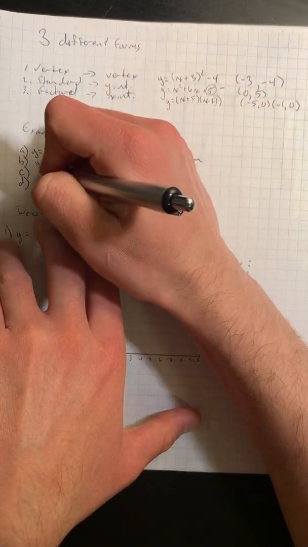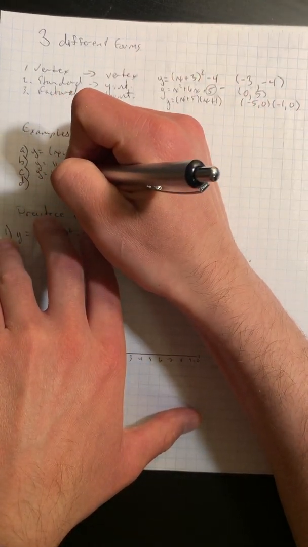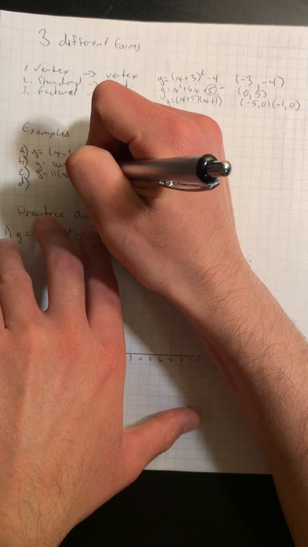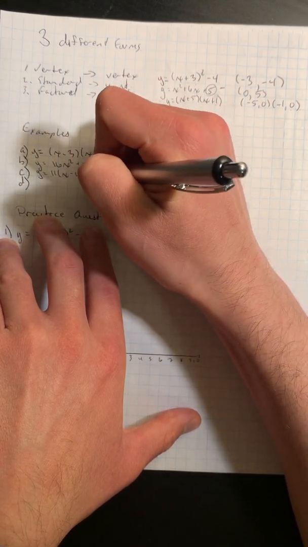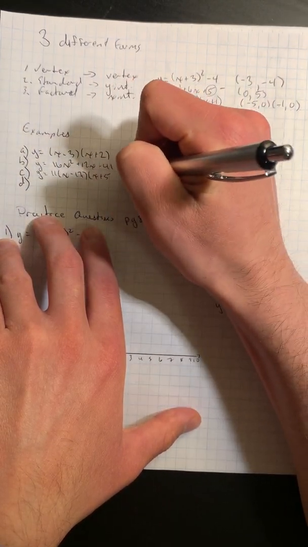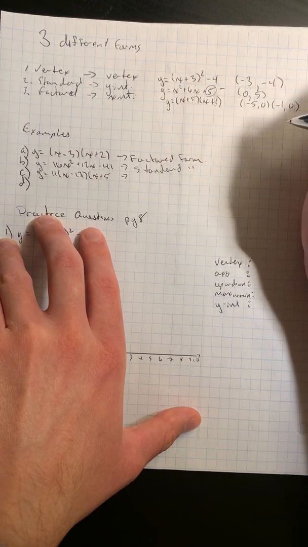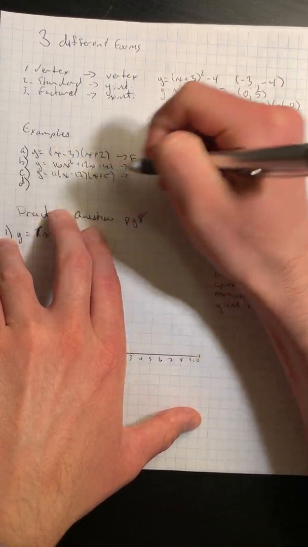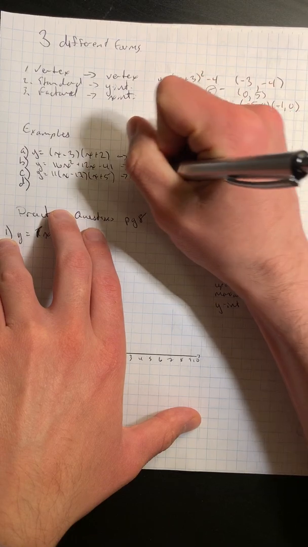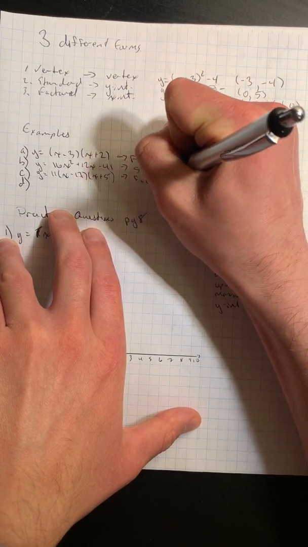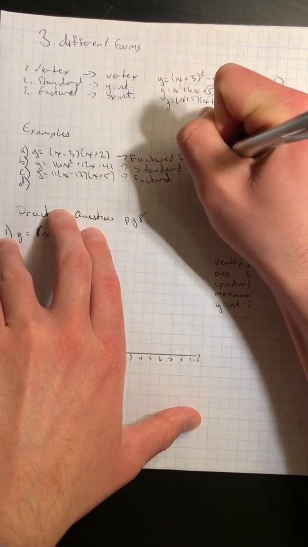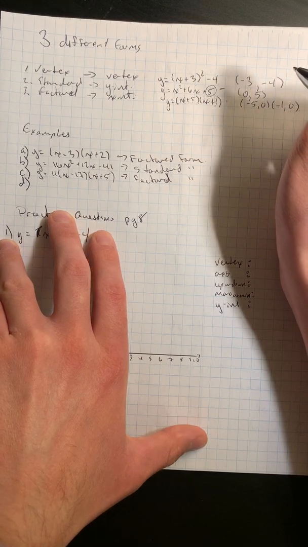C is y = 11(x − 17)(x + 5). What form is that? Well, we're going to say that since there's 2 sets of brackets here, that best matches factored form. So we'll say it's factored form.